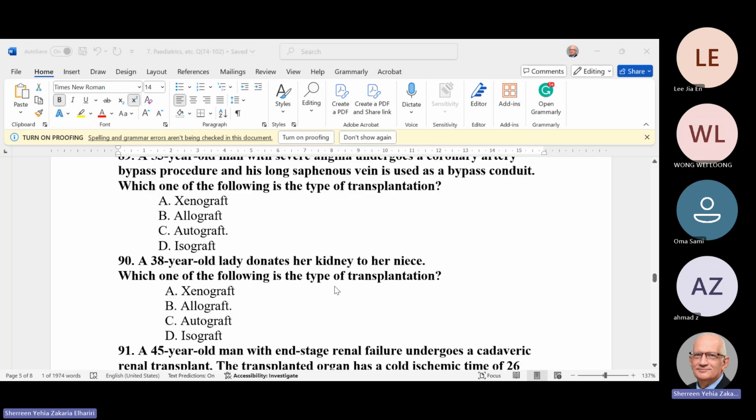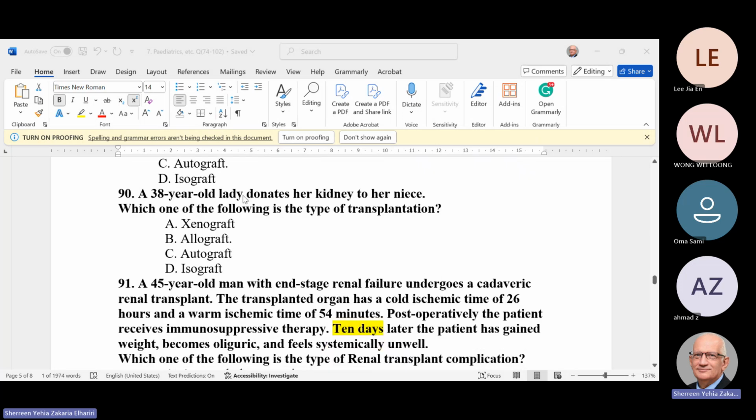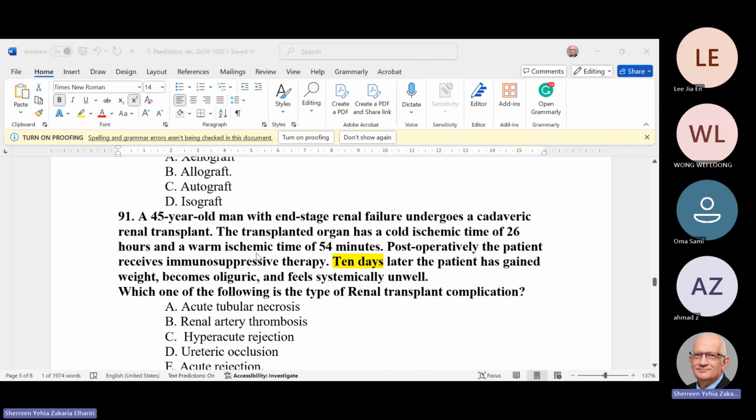A 38-year-old lady donated her kidney to her niece. What is the type of transplantation? They are not identical, so we call it an allograft. So we know that xeno is from an animal, allo from person to person, auto from the same person, and iso from identical twins. After that, we have questions about transplantation rejection.